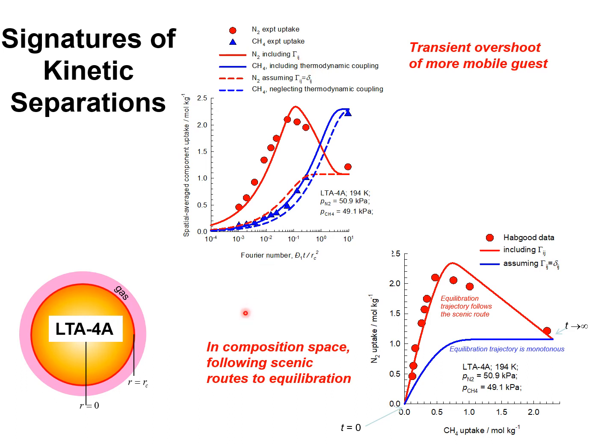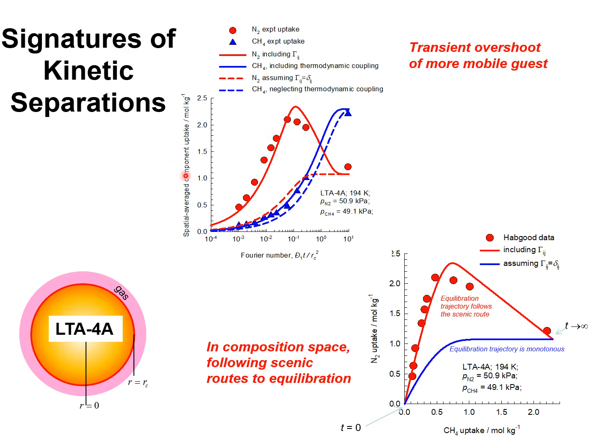On the other hand, if gamma ij is taken to be the Kronecker delta, in other words, the thermodynamic correction factor matrix is taken to be the identity matrix, no transient overshoot for nitrogen is anticipated, as shown by the dashed red lines here. And there is poor agreement, qualitative and quantitative, with the experimental data of Habgood.